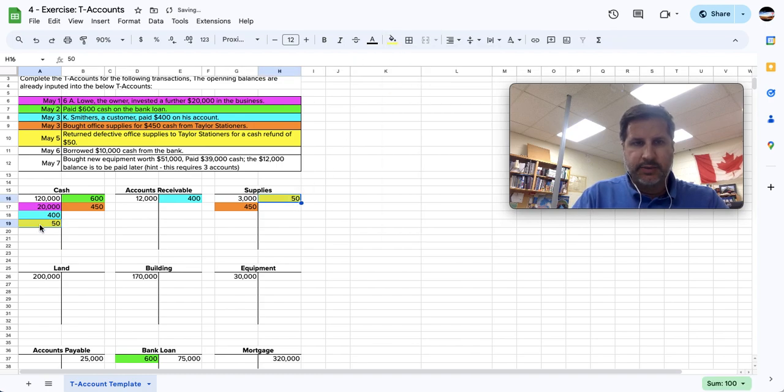Okay, so I have more cash, so I debit it. I have fewer supplies, so I credit it. Debit means left side, credit means right side.